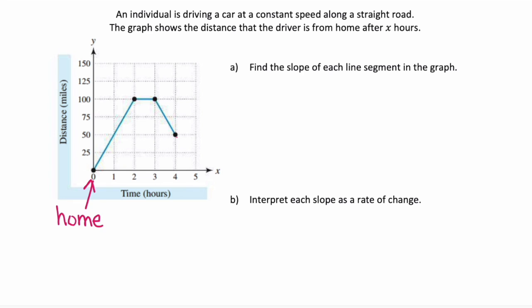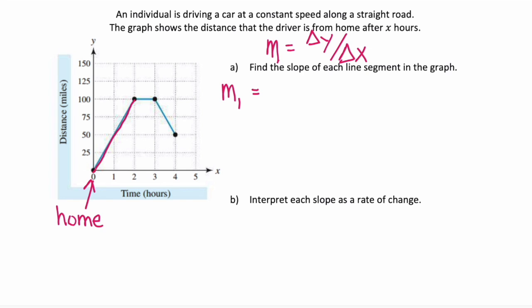Well, let's look at how to calculate slope. Remember, slope is m, and it's equal to a change in y divided by a change in x. So it's how much your y value changes divided by how much your x value is changing between 2 points. Let's look at the slope for section 1.